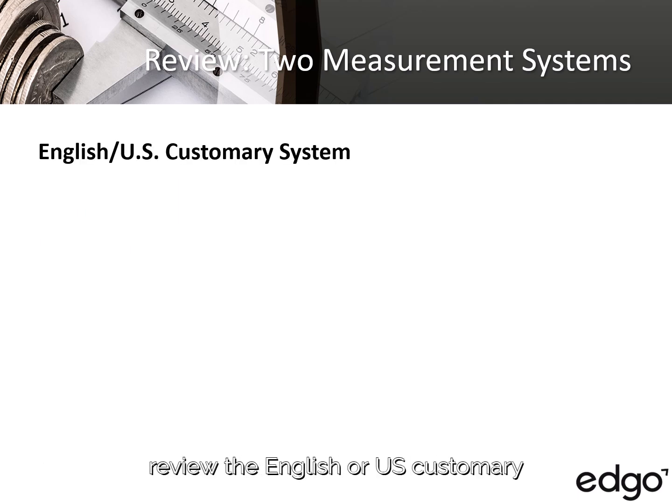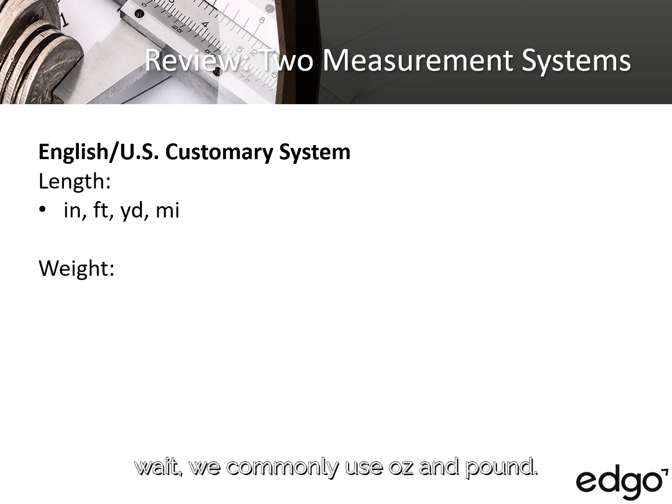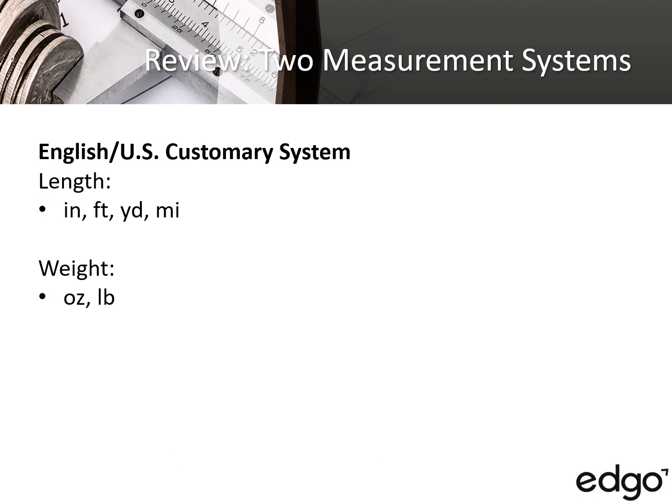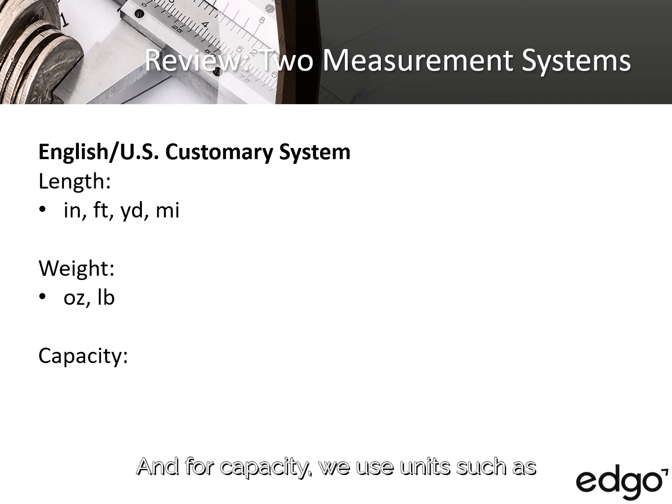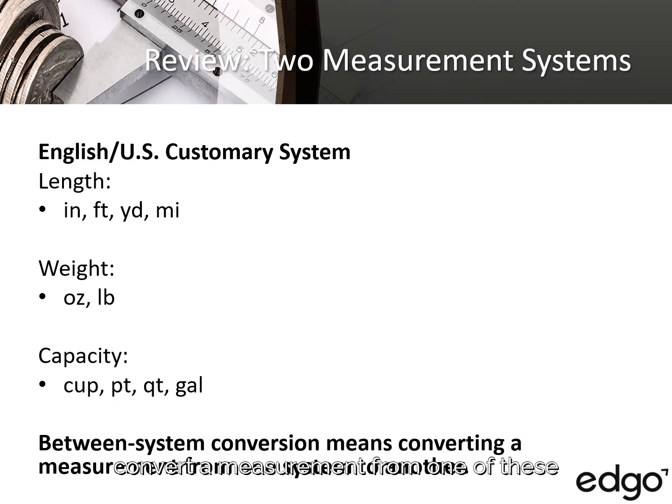Now let's review the English or US customary system. For length, common units include inch, foot, yard, and mile. For weight, we commonly use ounce and pound. And for capacity, we use units such as cup, pint, quart, and gallon. When we convert a measurement from one of these systems to another, we call it a between-system conversion.